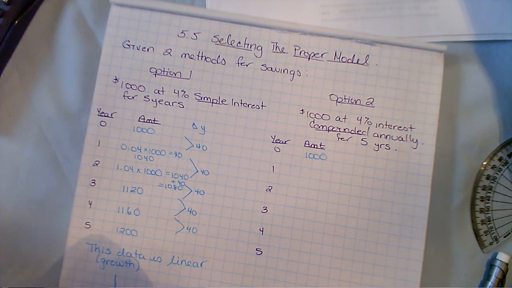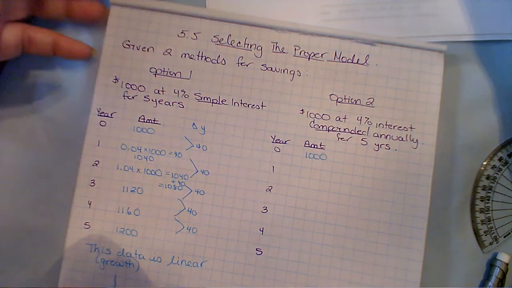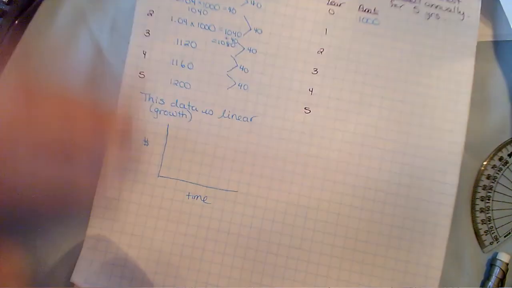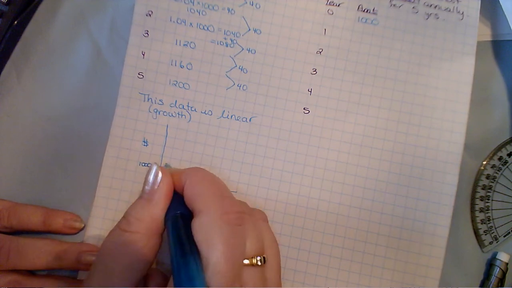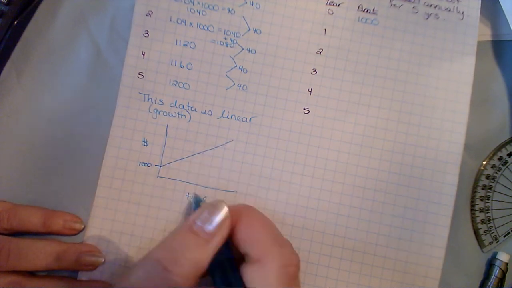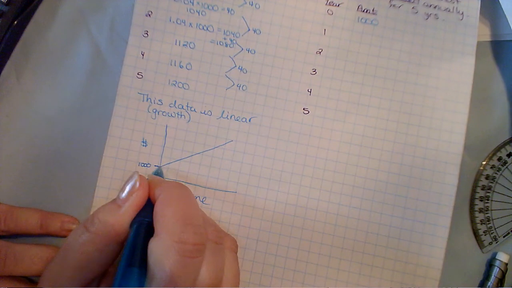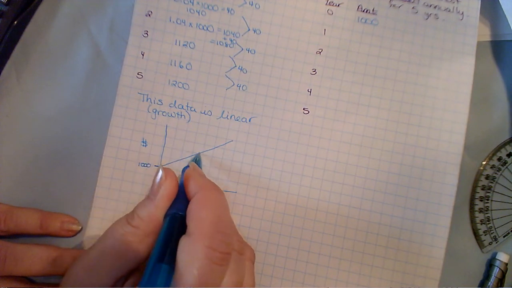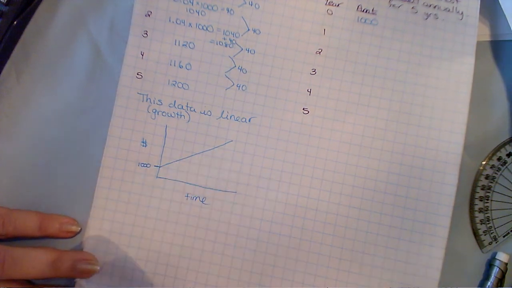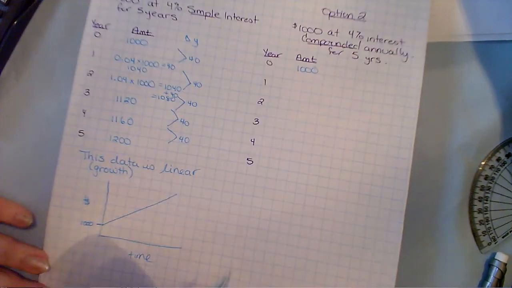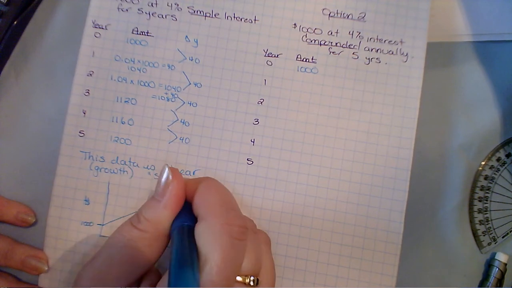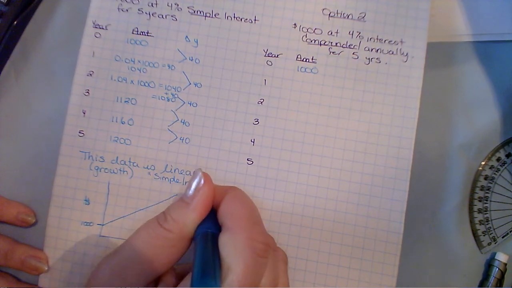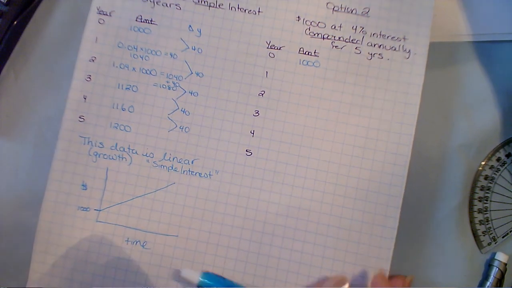So if we had money and time on the X and the Y axis, we would start at $1,000 and then it would rise the same amount every year. So up 40 over 1, up 40 over 1, up 40 over 1. So that is definitely a linear situation. So simple interest is linear. Okay, I want you to always remember that.